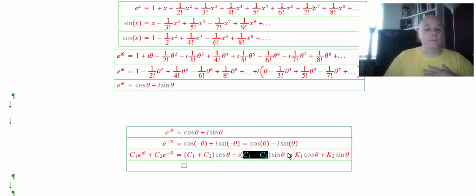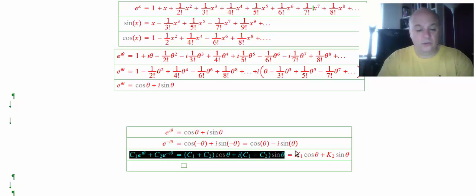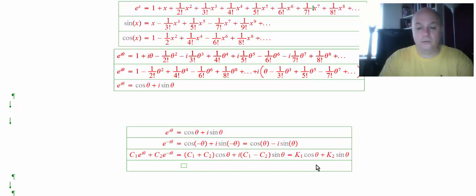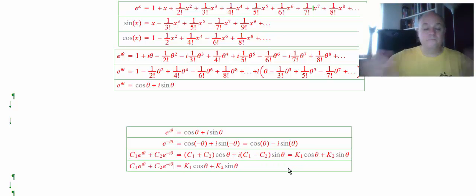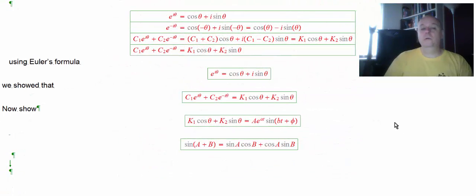But for our purposes, if I have a linear combination of e to the i theta and e to the minus i theta, I can express it as a linear combination of cos theta and sine theta. That's all I'm saying right now. That's the piece I want. This is the background that I need to solve differential equations that give me complex conjugate roots.